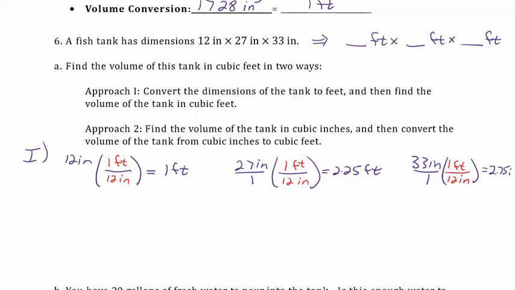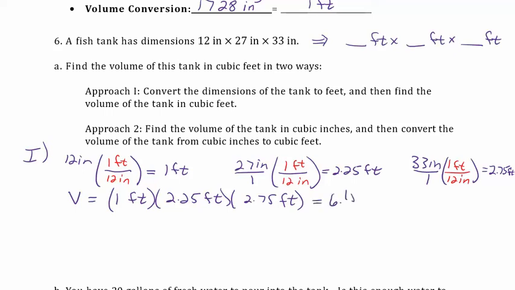So we could find the volume by multiplying the 3 dimensions in feet, 1 times 2.25 times 2.75 feet. And that will give us 6.1875. Feet times feet times feet is cubic feet.